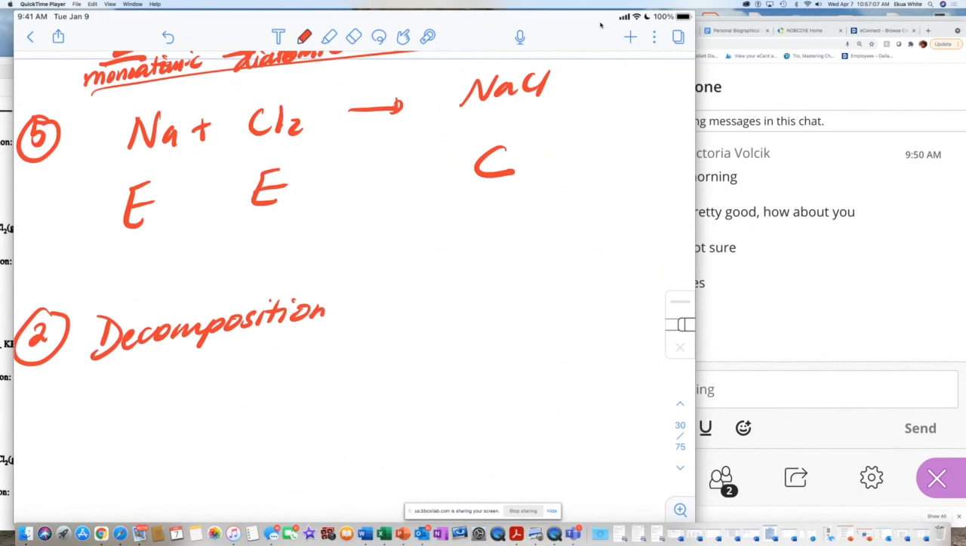decomposition. In a decomposition reaction, you pretty much take what you understand about synthesis and then reverse it, flip it over. In decomposition, you're having a breakdown.